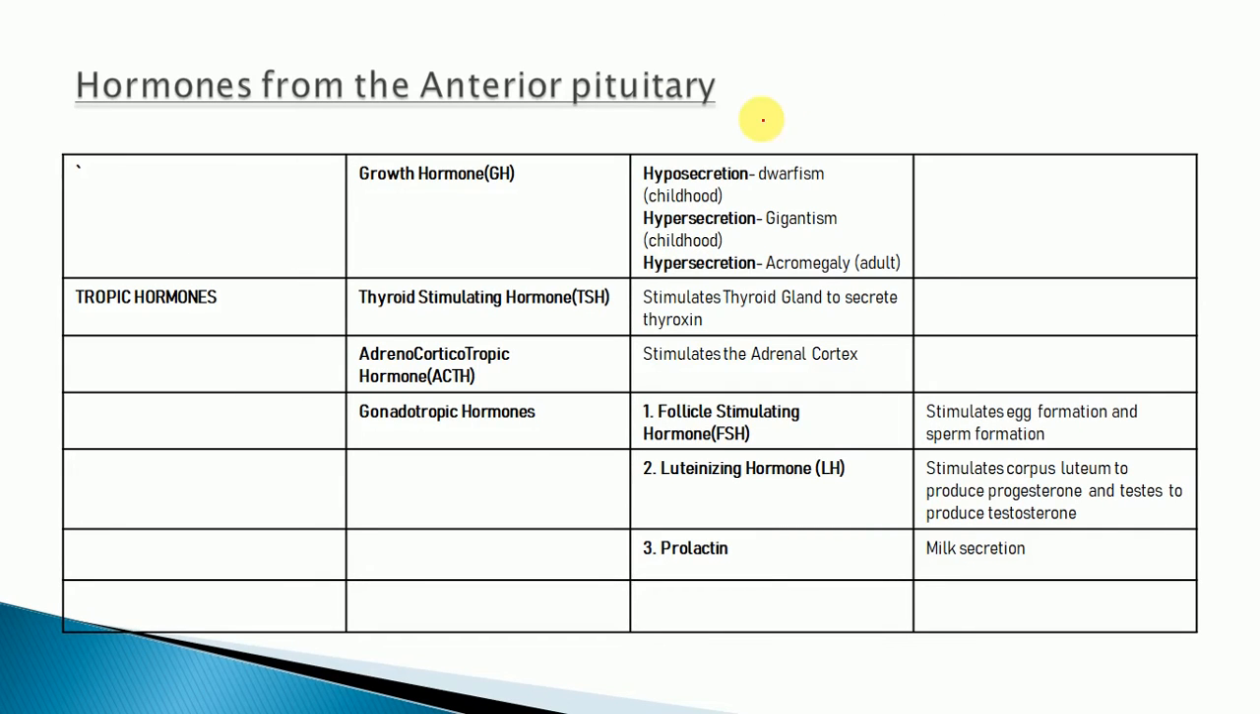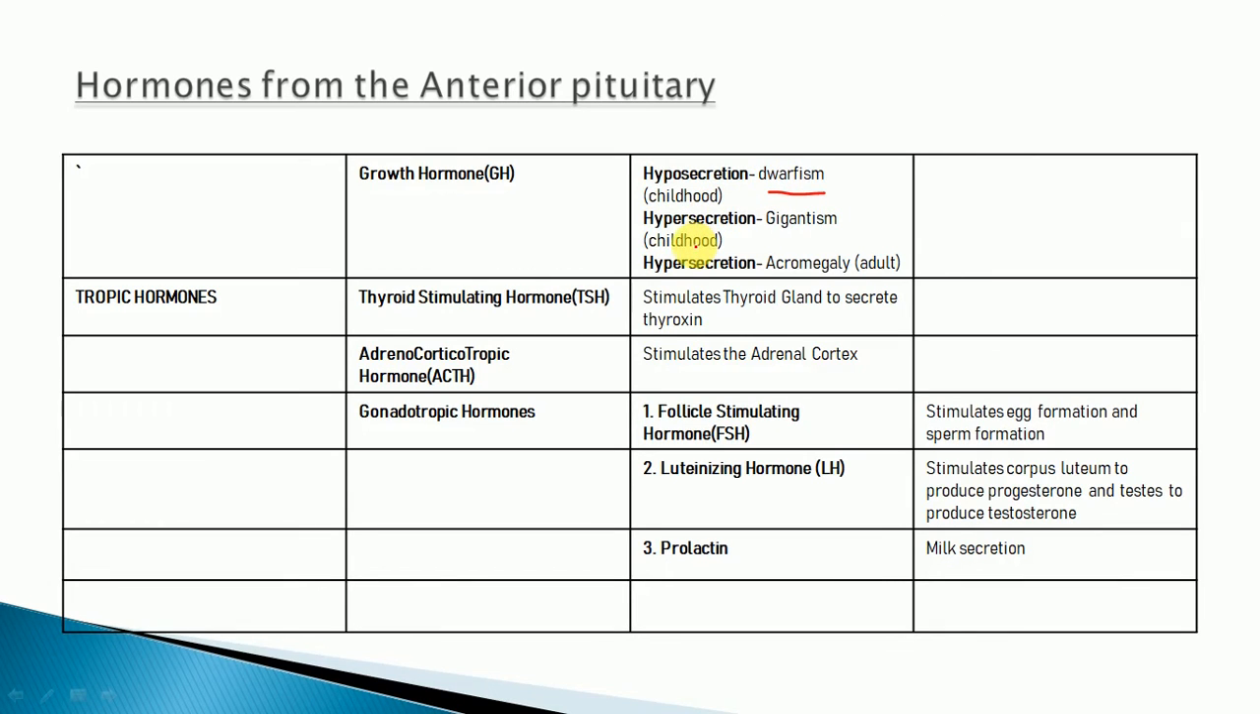Now what are the hormones that are secreted from the anterior pituitary? We just saw that the pituitary is divided into two parts, the anterior pituitary and posterior pituitary. So the anterior pituitary secretes a number of hormones. The first hormone is growth hormone. Now what are the conditions? If it is hyposecreted, it will lead to a condition called dwarfism. Dwarfism occurs generally in childhood.